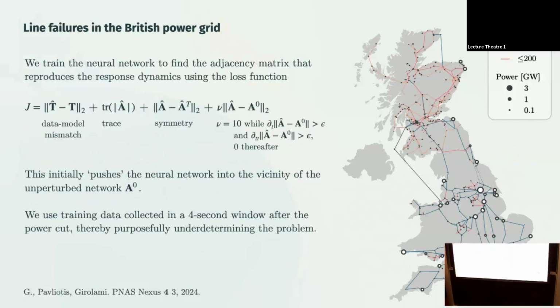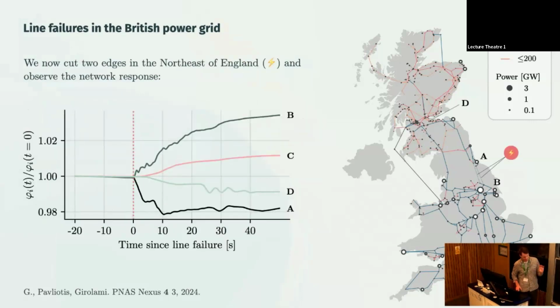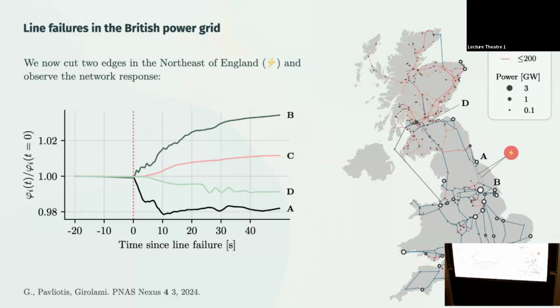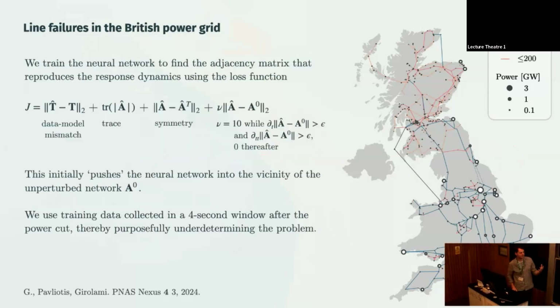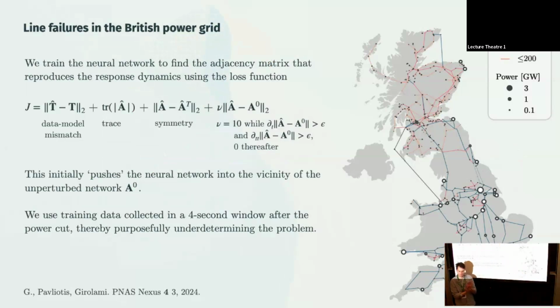And then we purposefully sort of underdetermine the problem by only looking at a snapshot of the disturbance in the first 3 to 4 simulated seconds. And so you have n time series, but you're trying to learn an order n squared adjacency matrix. So it's an underdetermined problem. But an additional constraint that we put on the loss function was to say that the adjacency matrix that you learn should be very close to the unperturbed one, so the power grid without the line failure. So you should be learning an adjacency matrix that's very similar to the power grid without a line failure, but is maybe different in a handful of locations.